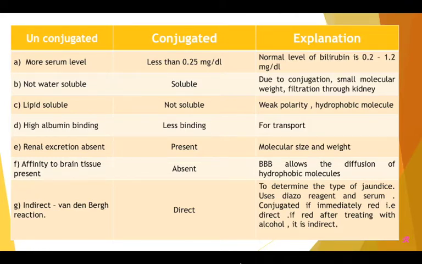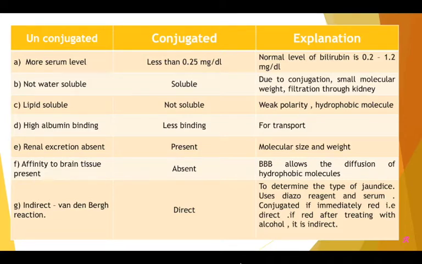Here we are using the serum sample of the patient. We mix it with the diazo reagent. If we mix the serum and the diazo reagent, we get a red colored compound. If this red compound is produced immediately after mixing, the test is said to be direct. That is, it is the conjugated bilirubin that is increased.